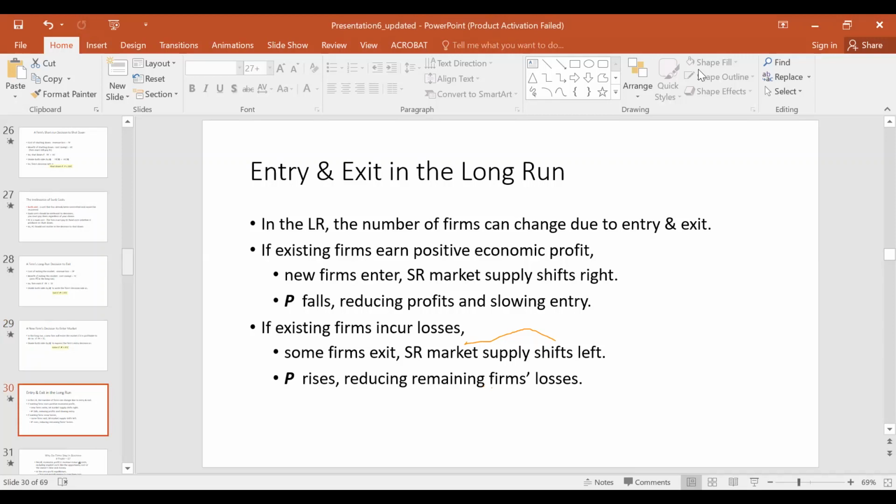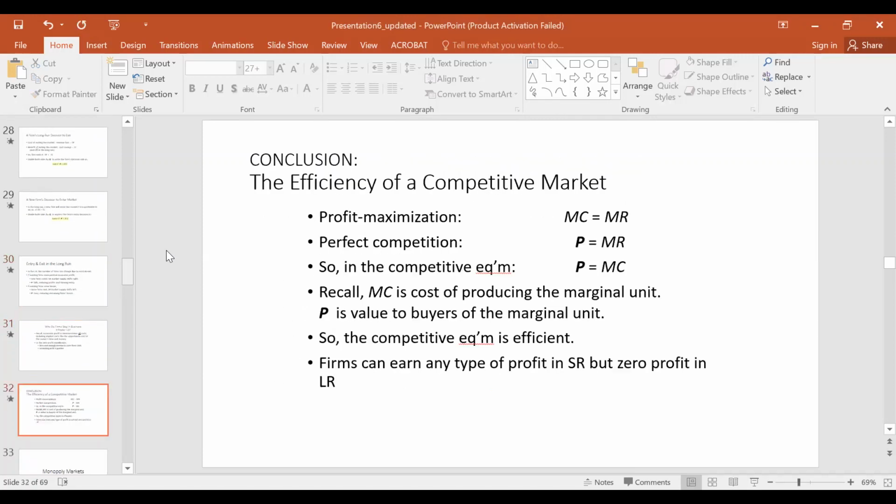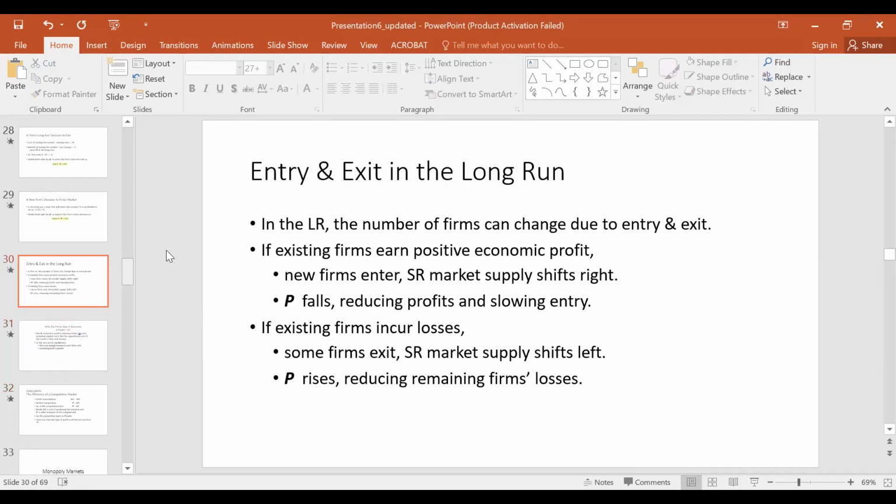Here is another important slide. This slide is extremely important. What does this slide say? Because we've said that in this market, firms can enter or exit freely, because of that, in the long run, all profits are zero.